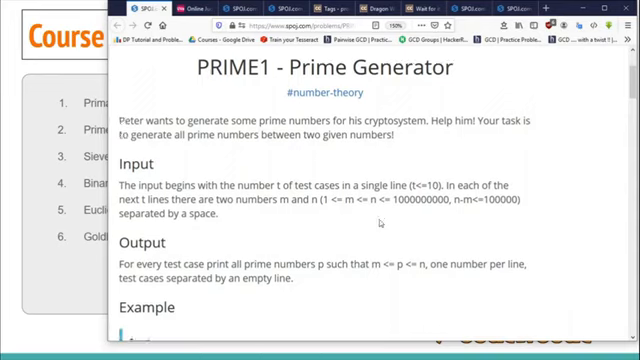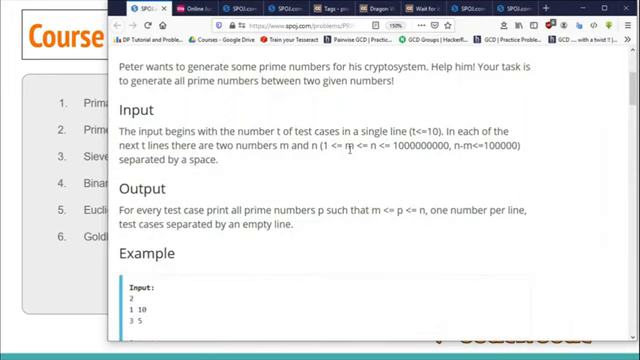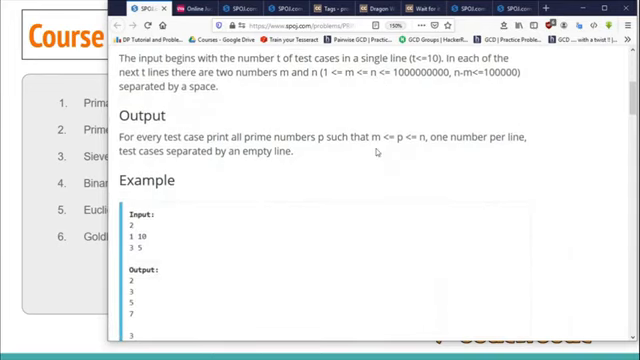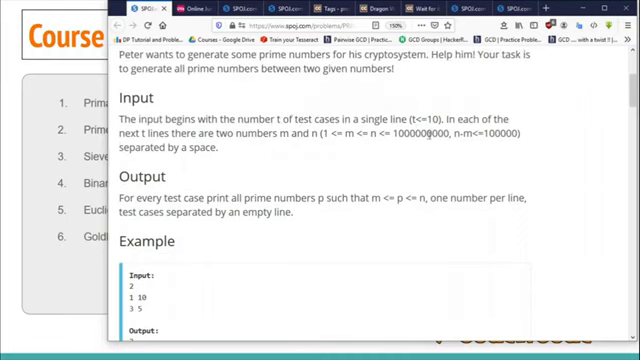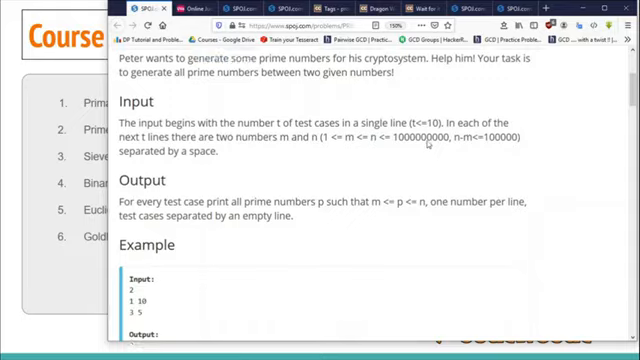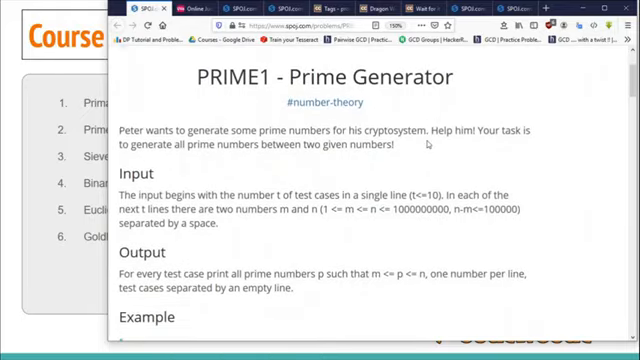So there are t queries. In each query you are given m and n. You have to print all the prime numbers in that range. For example, for 1 to 10, you have to print all the prime numbers in the range 1 to 10, and the prime numbers are 2, 3, 5, 7, of course. Now n and m can be as large as 10 to the power 9, as you can see. So we can't take an array of size 10 to the power 9, so that is a problem which cannot be solved using sieve. Now we modify sieve a little bit and then we call it segmented sieve.